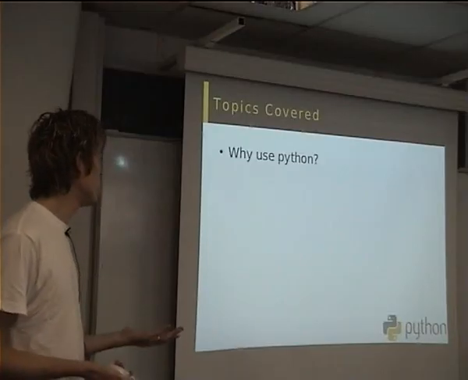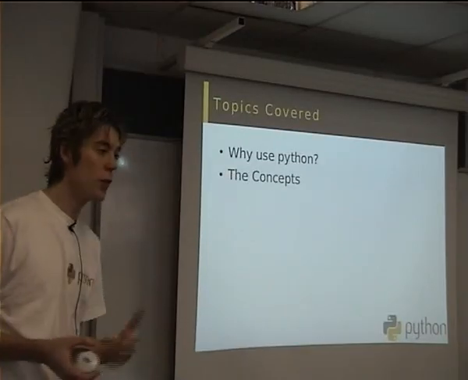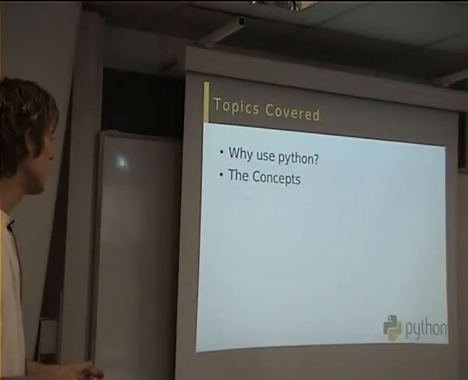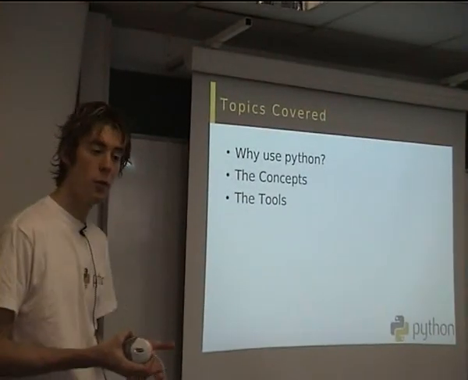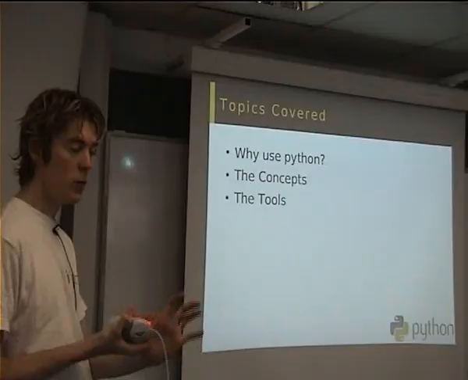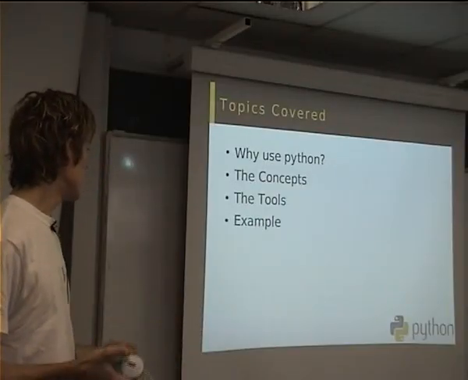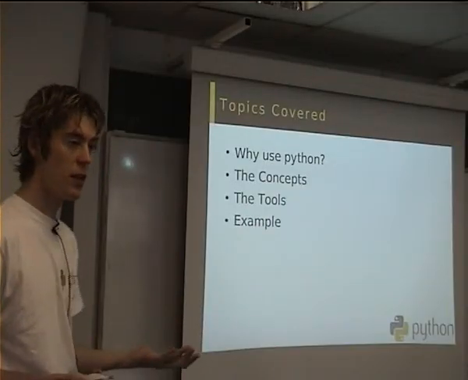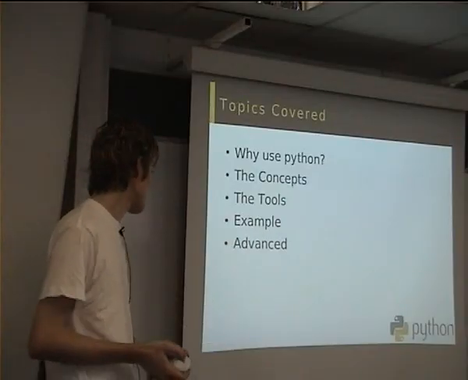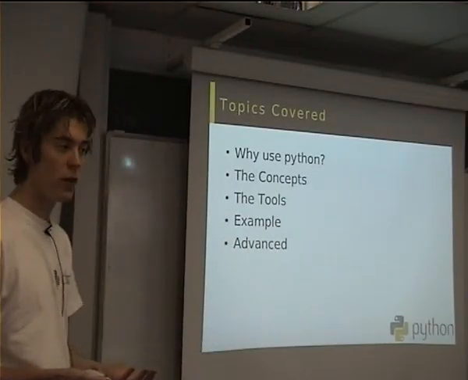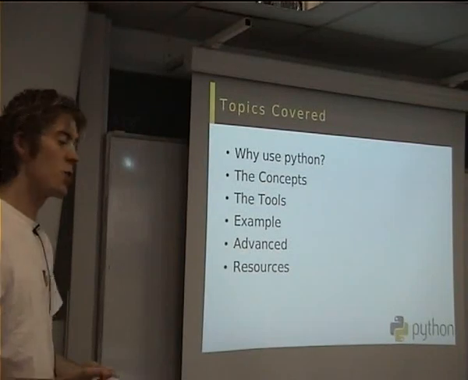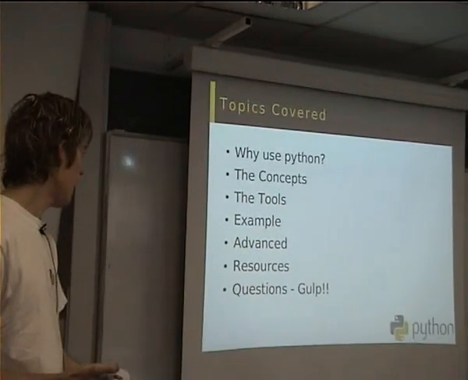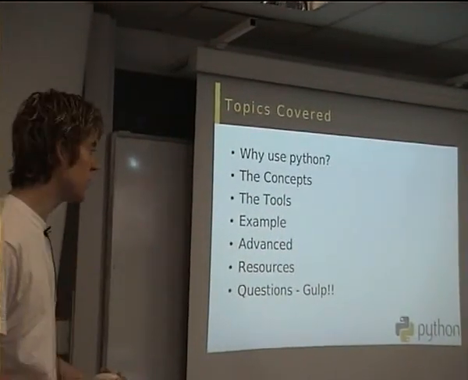So we went through why should we use Python. We went through the concepts of signals and handlers, the tools that we can use, Python, Glade, GTK and PyGTK. A simple example, and we extended that slightly to use the events. We talked about how we can extend this even further, what resources were available, and I suppose now it's time for any questions that you might have.